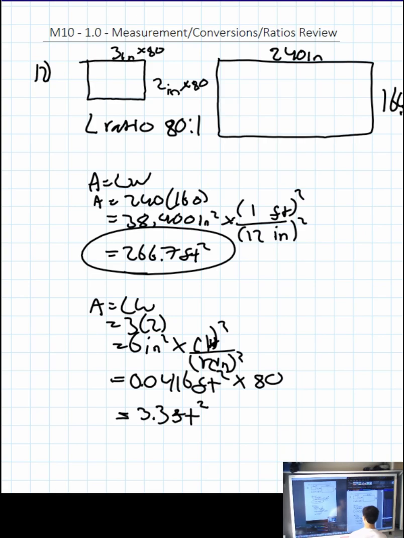Keaton, can you cross out all that work down below? But we tried it, and some of math is just about trying and figuring it out. I actually didn't know until I tried both and fully understood that if they give you a ratio of lengths, you have to convert the lengths first and then convert it into feet squared. All right.